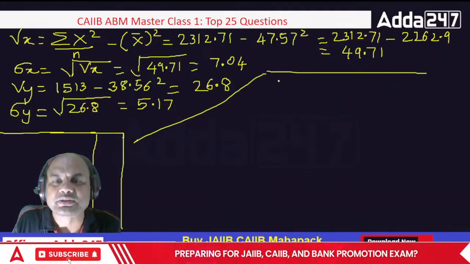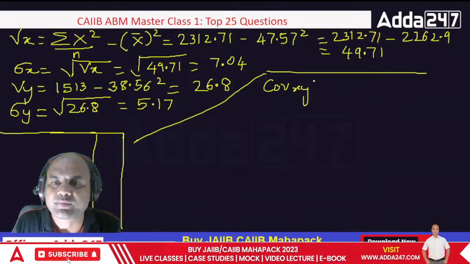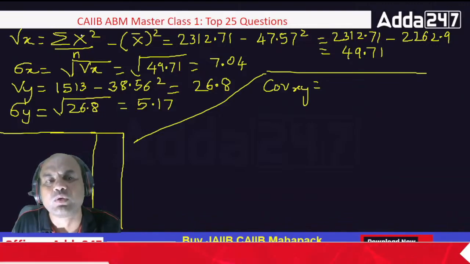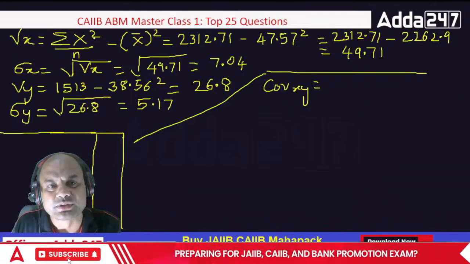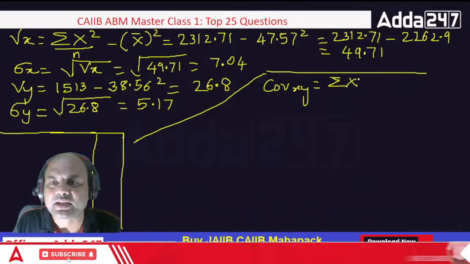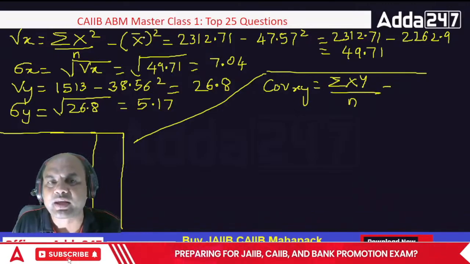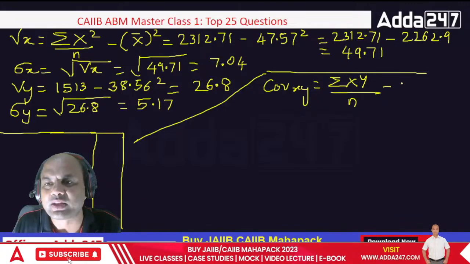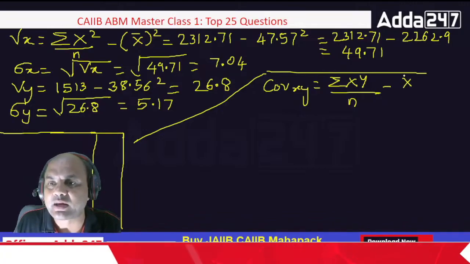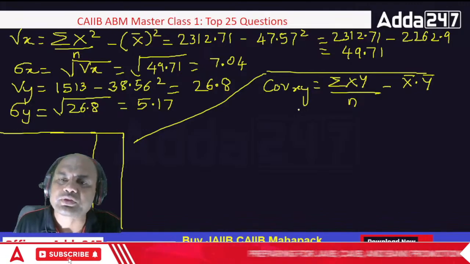What remains is covariance. What is the formula for covariance? Covariance equals the same formula again. When we had x, we used x square. When we had y, we used y square. Now we have xy, so we use summation xy upon n minus x bar times y bar. Dot means multiply.